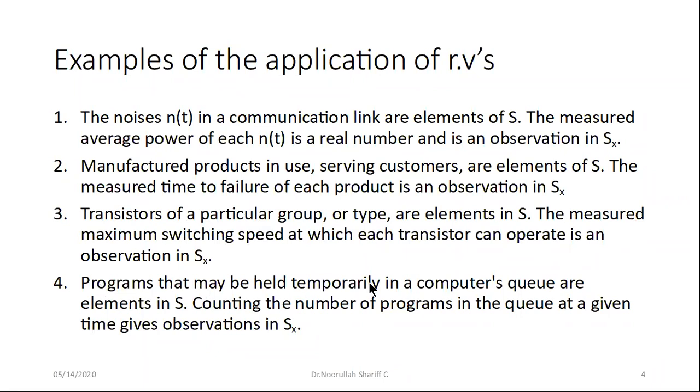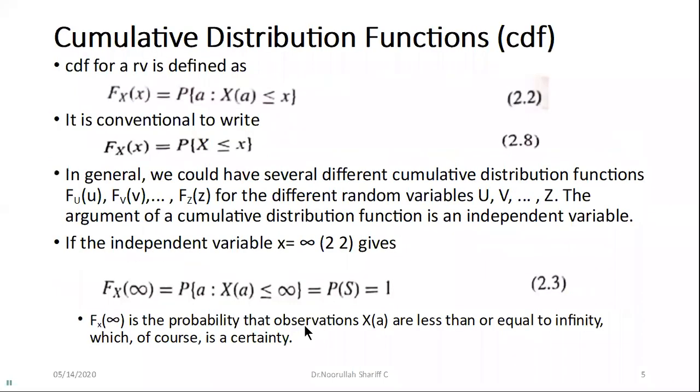Fourth is programs that may be held temporarily in a computer queue. In the operating system, generally what happens is when a lot of programs are requesting the processor or the memory or whatever it is, they will be in a queue. All those will be part of the S. Counting the number of programs in the queue at a given time gives an observation in SX. Here we write all the programs, but which programs are in the queue will correspond to SX. So these are just examples of the applications of random variables.